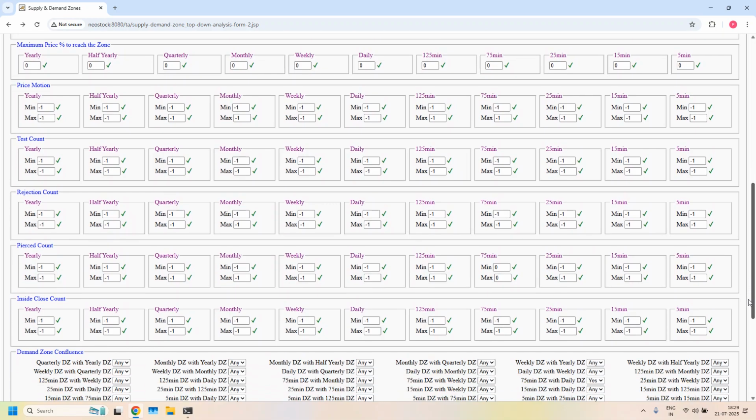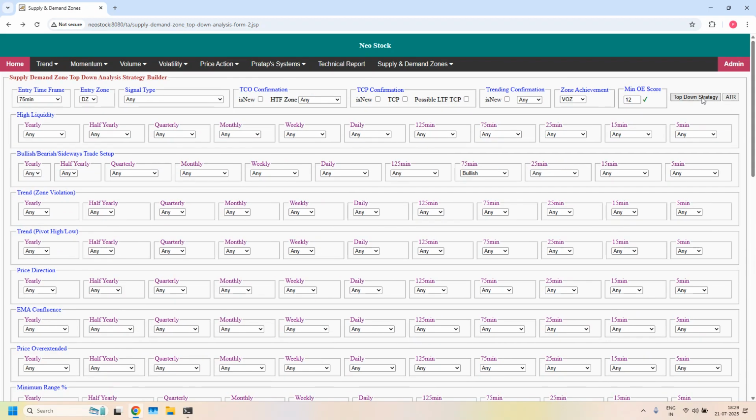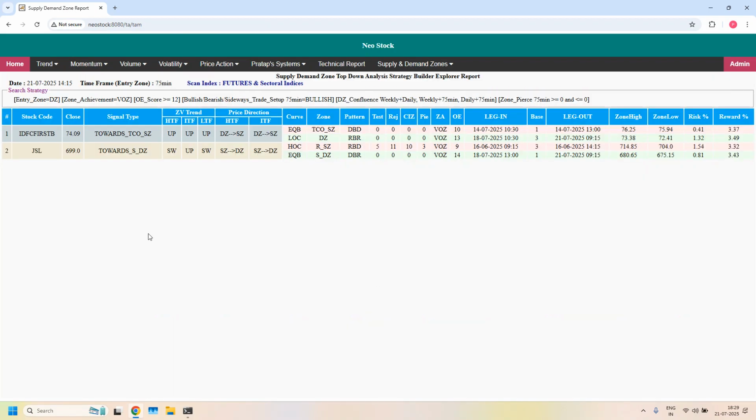So in the demand zone confluence, 3 filters we have to set. First one is already enabled, 75 and daily demand zone confluence. Next, 75 and weekly demand zone confluence, daily and weekly demand zone confluence. With all the 3 filters, the 75 minutes, daily and weekly demand zones are overlapped with each other. Let's filter. We got 2 stocks. So these 2 75 minutes demand zones are overlapped with the daily demand zone, both together again overlapped with weekly demand zone.